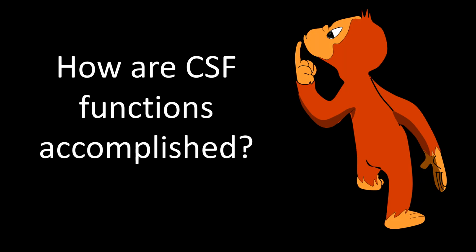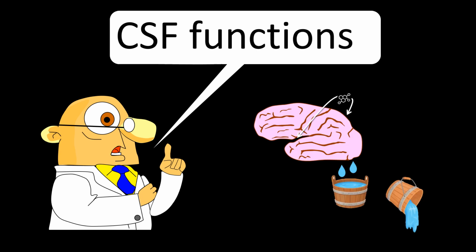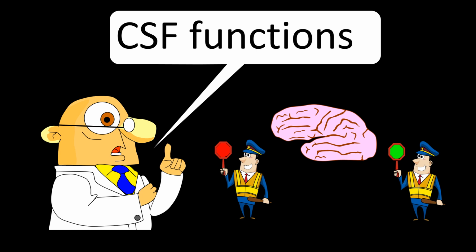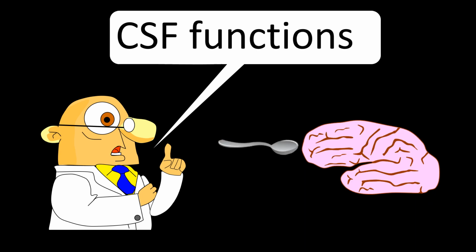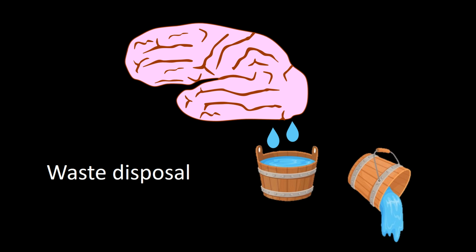How are CSF functions accomplished? The physical properties of CSF explain its capacity to provide protection, buoyancy, and a circuit for hormone transportation and waste disposal. The relatively large volume of 400 to 600 milliliters in adults and the quick turnover of 3 to 4 times a day explain its buffering effect against osmotic and chemical changes. The presence of glucose and vitamins explains its nutritional value, and the presence of white cells and antibodies explains its immunological attributes. The mechanics of all these functions are important, but in this talk we will only discuss waste disposal.